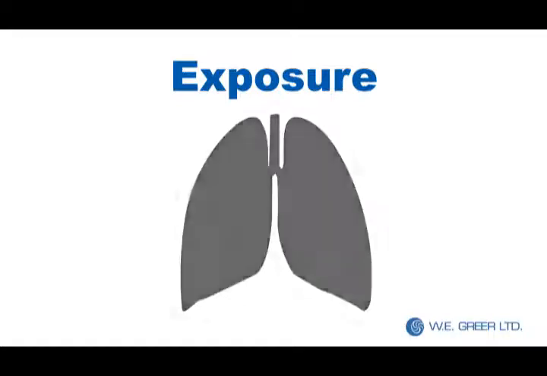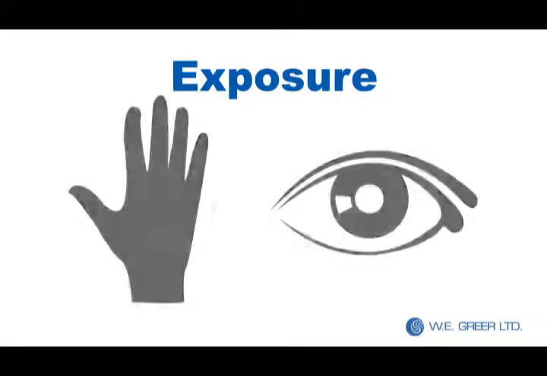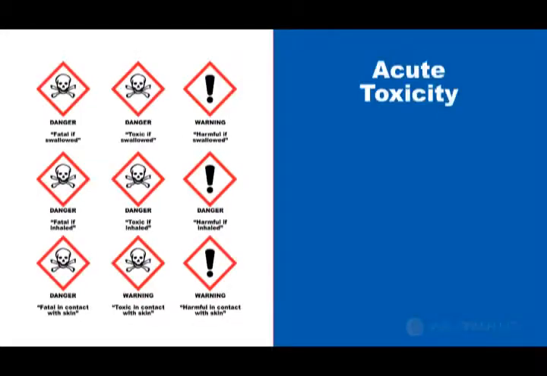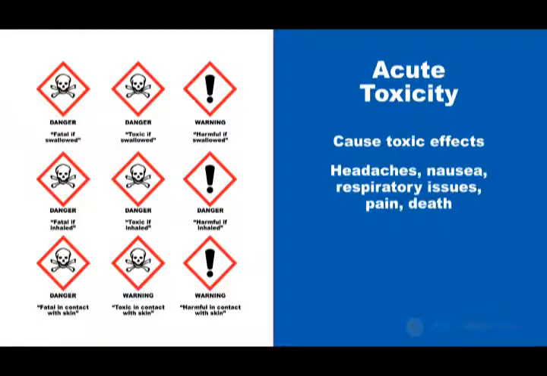These health hazard classes deal with exposure to materials through inhalation, contact of skin or eyes, ingestion or injection. Acute toxicity involves chemicals that cause toxic effects, including serious toxic effects leading to symptoms such as headaches, nausea, respiratory problems, pain, and even death.